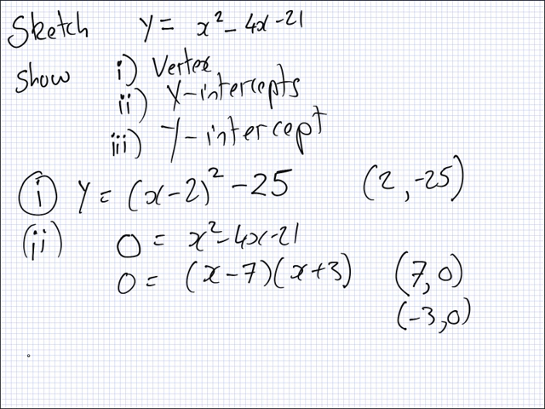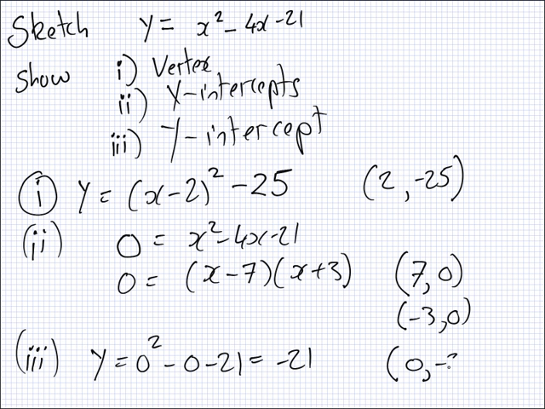Okay. The last one. How do I find the y-intercept? What do I make 0? x. 0 squared minus 0 minus 21. What's the y? Minus 21. So what's the coordinate? 0, comma, minus 21.